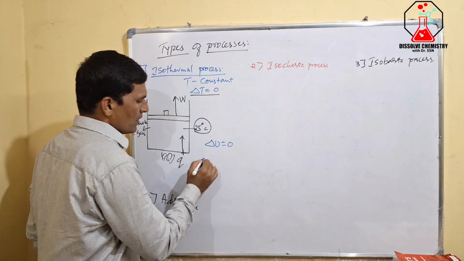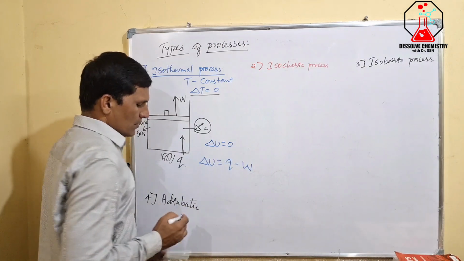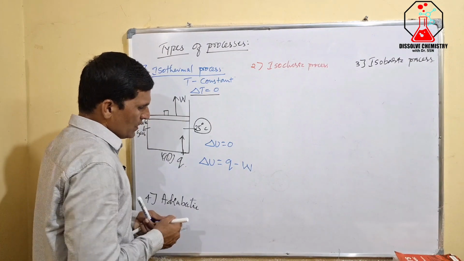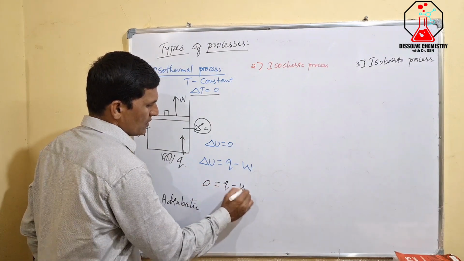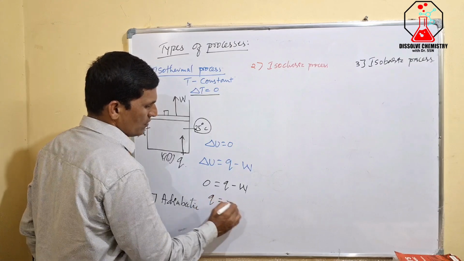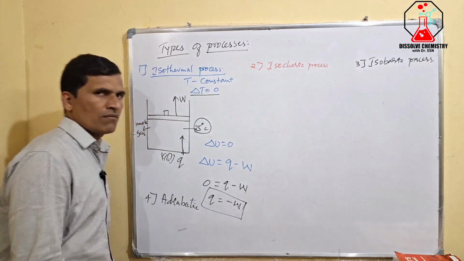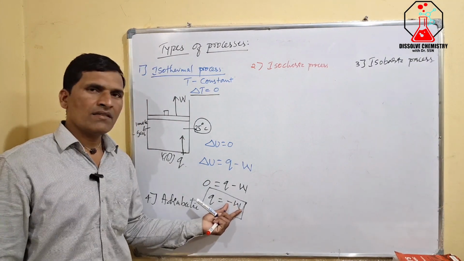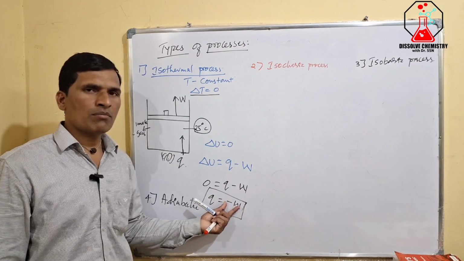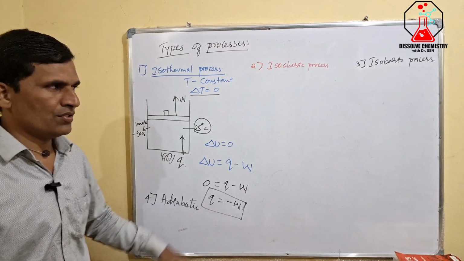So delta U is equal to Q minus W. As delta U is 0, Q minus W is 0, so Q is equal to W. It means whatever amount of energy is absorbed in the form of heat, that all must appear as work in the isothermal process. You should remember this condition.